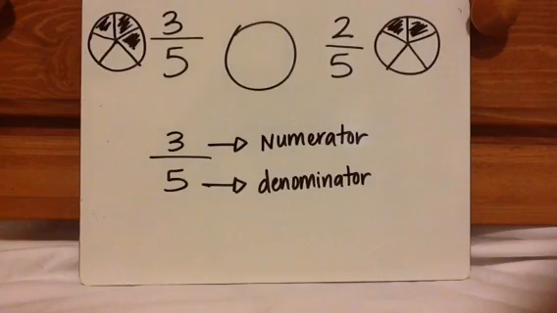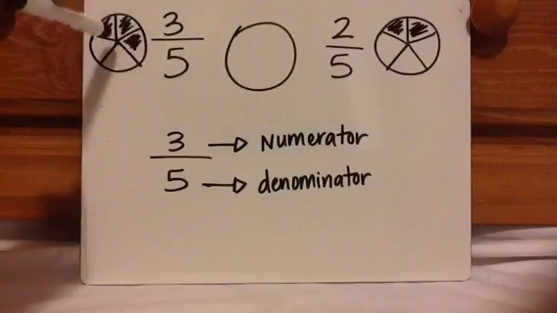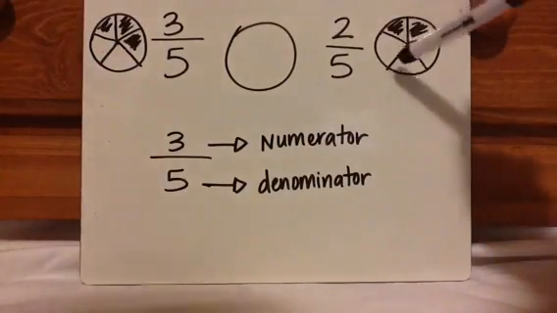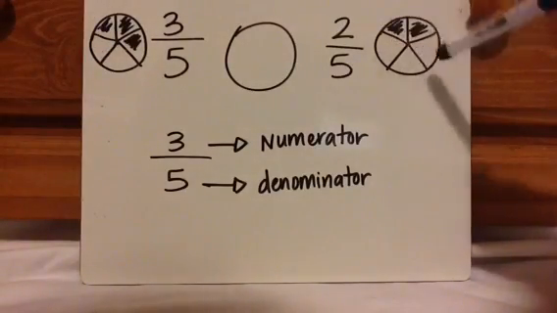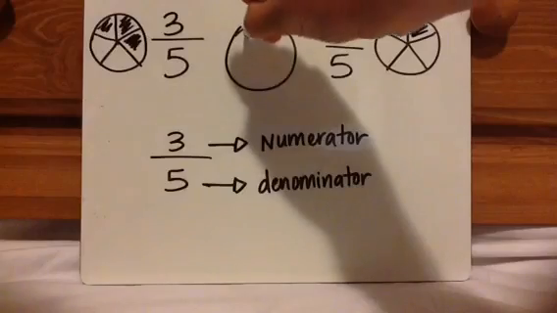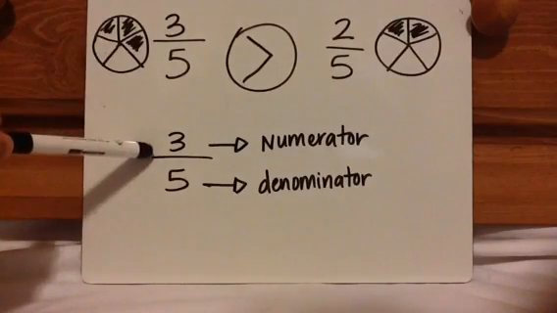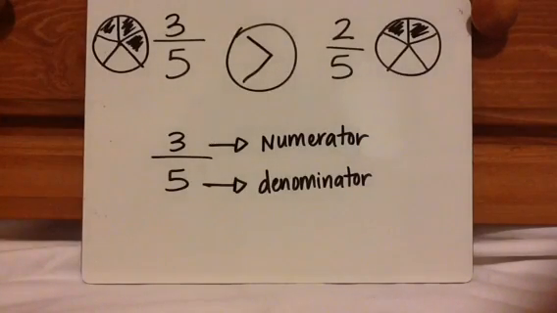denominators. So here's 3/5. That means 3 out of 5 are shaded in. Here's 2/5. That means 2 out of 5 are shaded in. So it's very easy to know that 3/5 is more than 2/5 because 3/5 has one more piece shaded in. So I would use my greater than symbol to show 3/5 is more. The numerator is the top number and the denominator is the bottom number.